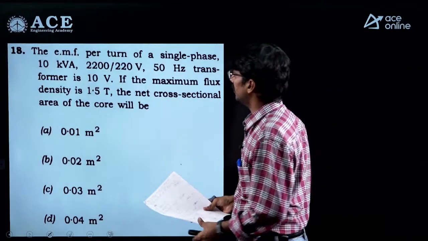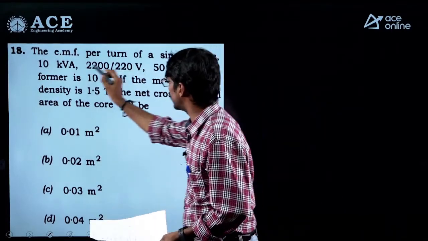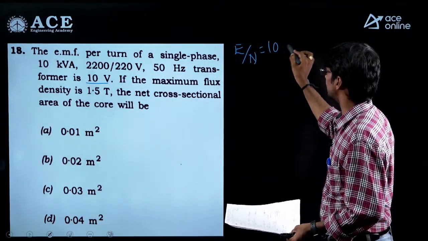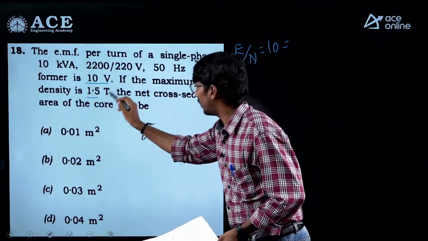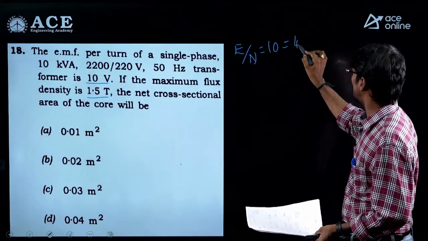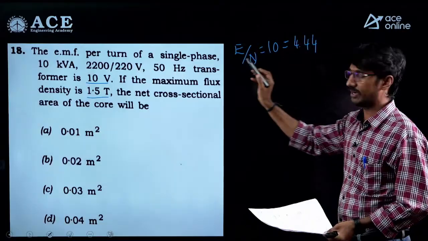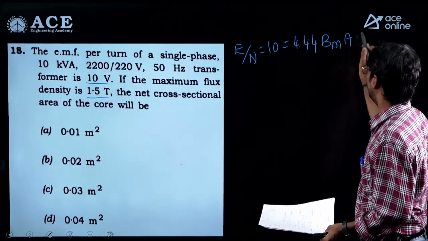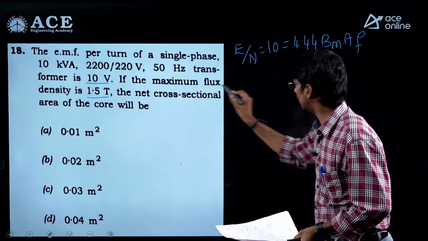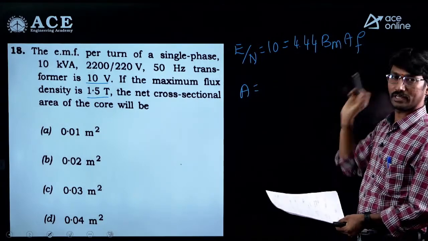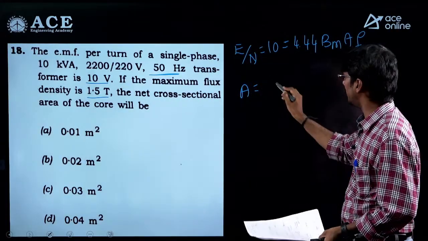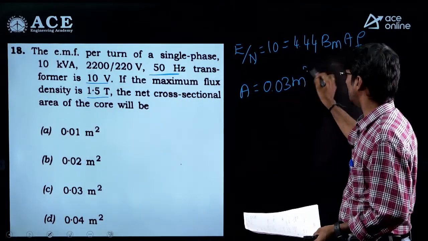Next one, the EMF per turn of a transformer is 10 volt. So what is given? E by N is given. What is that? 10 volt is given. If the maximum flux density is 1.5 Tesla, the net cross-sectional area of the core, what is the formula? 4.44, right? N we brought it here. Bm into A into F. So therefore, what do you require here? Net cross-sectional area. All values are given. Bm is given, right? And then frequency is given. If you substitute that, you are going to get A as 0.03 meter square.